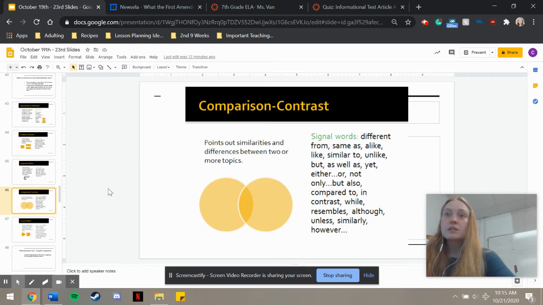All right, second to last one is comparison and contrast. This is where 2 different topics are introduced in an article, and it points out similarities, or things they have in common, and differences. Some signal words for that are things like different, same as. You can see the list right there.